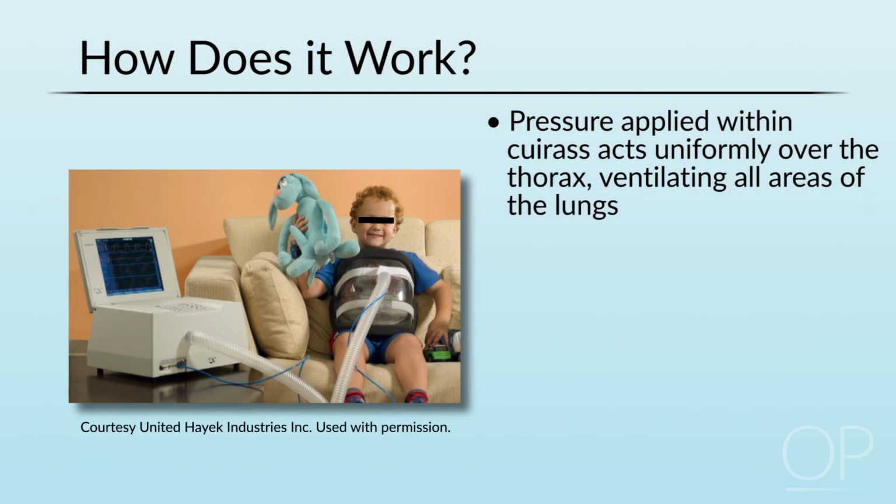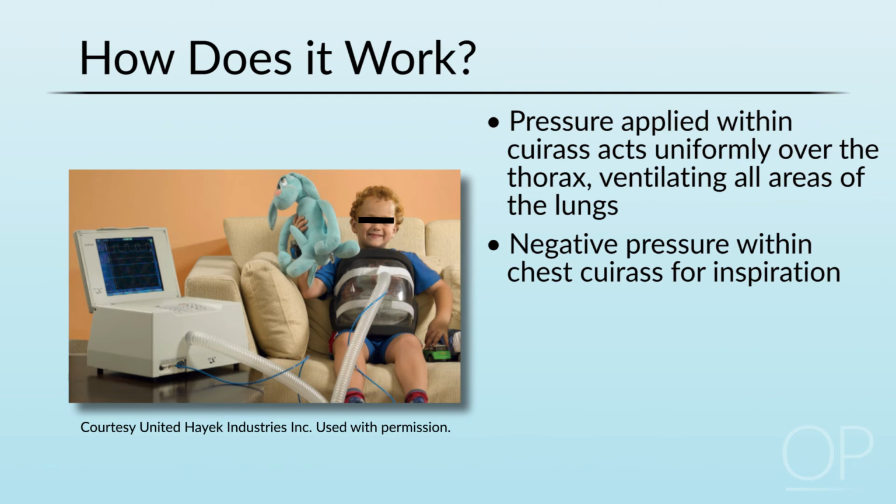So basically, how does it work? We're going to talk a little bit about biphasic cuirass ventilation because it's not fair to ask you questions about cardiopulmonary interactions if I haven't told you how the device works. So the pressure applied within the cuirass acts uniformly over the thorax. It works like a shell over the chest. And the lung expansion is also uniform, so it ventilates all areas of the lung. There's a negative pressure that gets generated within the chest cuirass for an inspiration or continuous inspiratory assistance.